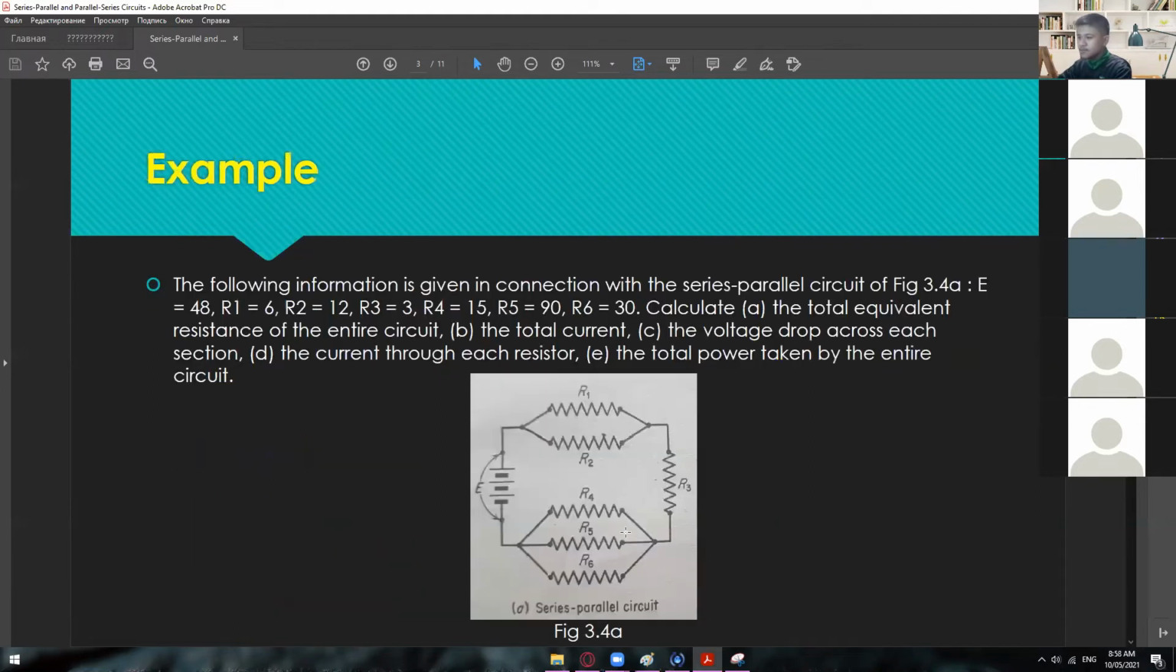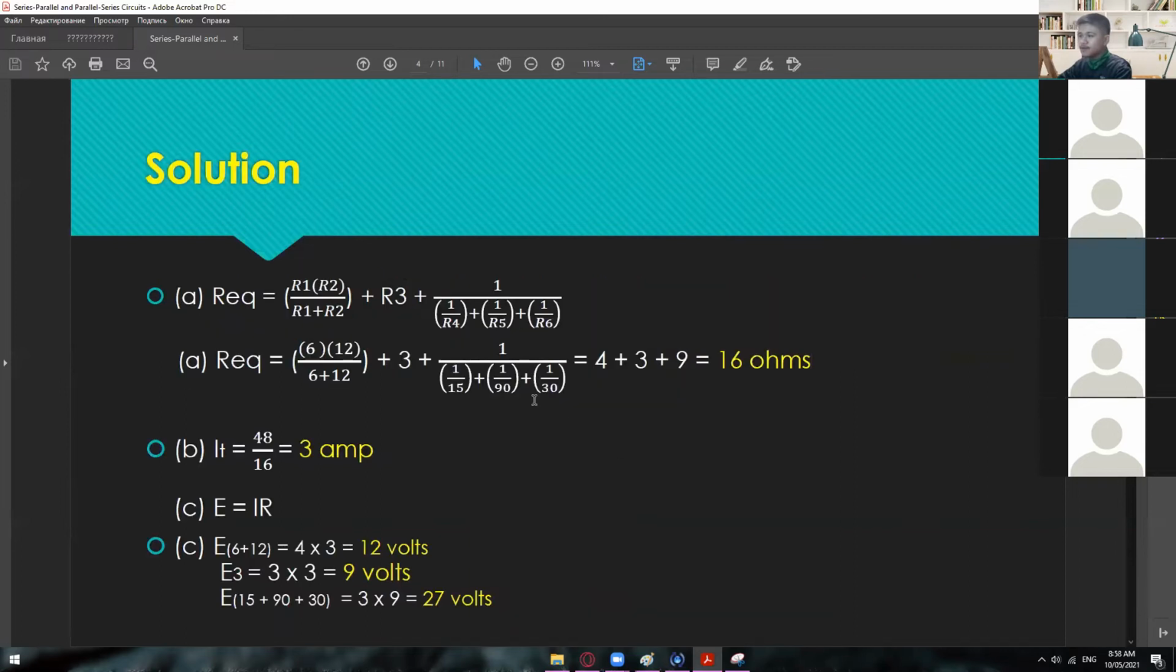Okay. So, are we clear so far on how did we get the total resistance or R equivalent? Yes, clear sir. po.